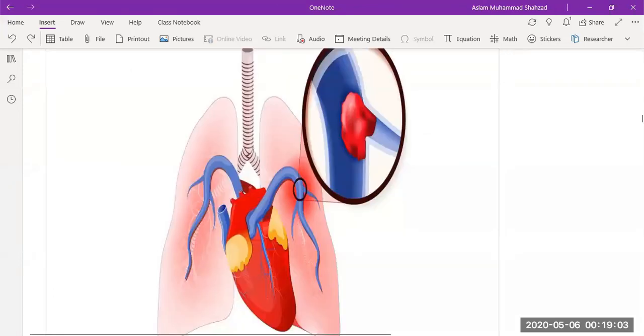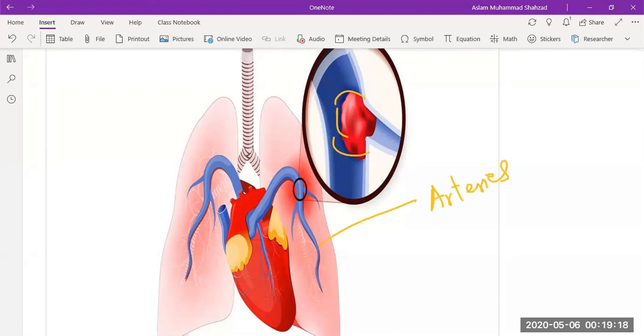And in the next slide, if you see that clot that is showing here, and it travels from the heart and then reaches the arteries in the lungs, then what will happen? It can lead to pulmonary embolism.